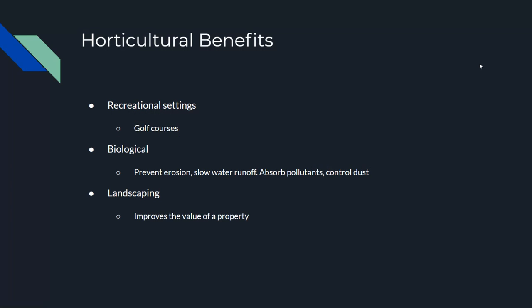All right, so some benefits of horticulture. Number one is recreational settings, like golf courses or parks. Biological benefits as well. And we can work on preventing soil erosion. We can slow water runoff. We can absorb pollutants and control dust. There's a lot of different types of plants and vegetation that we can plant in certain areas to help these problems. And then landscaping, whether it be for a home or the park or a school or anything that we want to increase the aesthetic value of in an area.